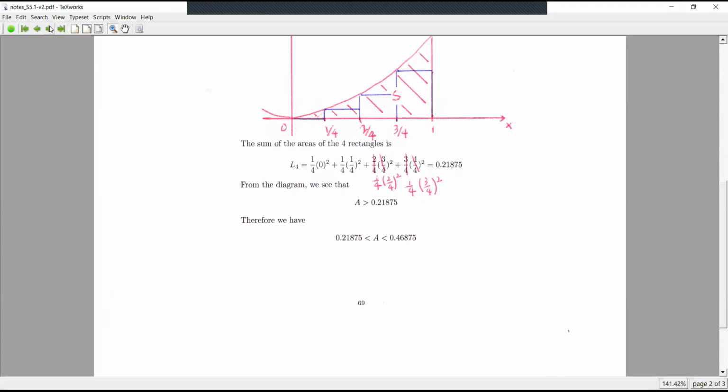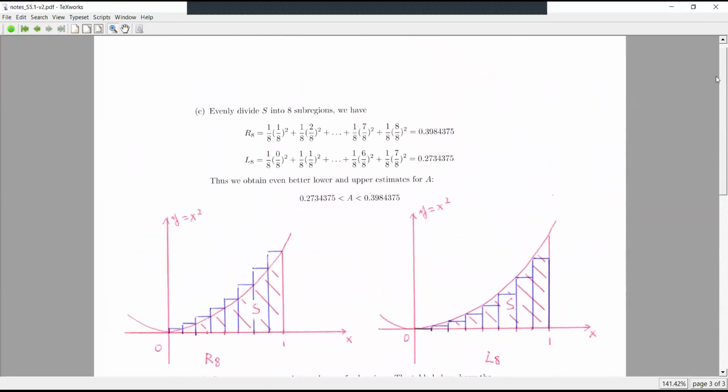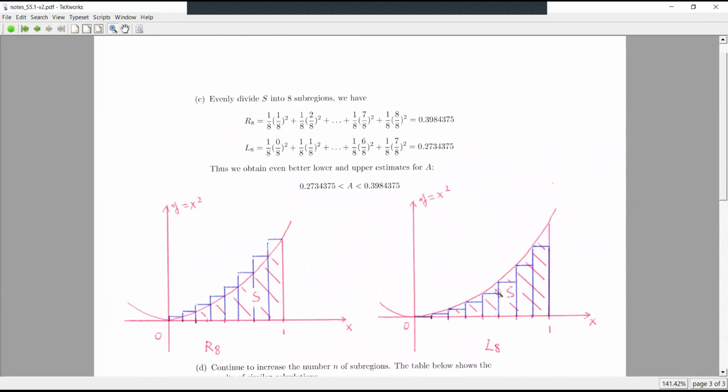Now, in step 3, I use 8 rectangles to approximate the region. When I use 8 rectangles to approximate the region S, then I get a new and better upper bound for A and a new and better lower bound for A. These 2 numbers are closer to A than the upper bound and lower bound in step 2. But these 2 numbers can be further improved if I continue to increase the number of rectangles.